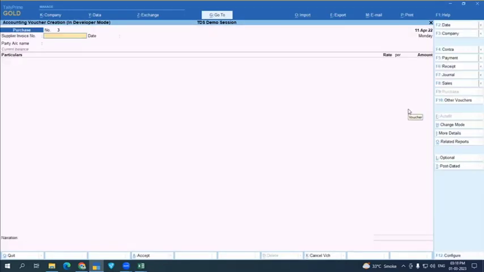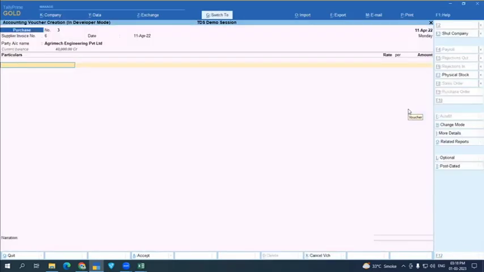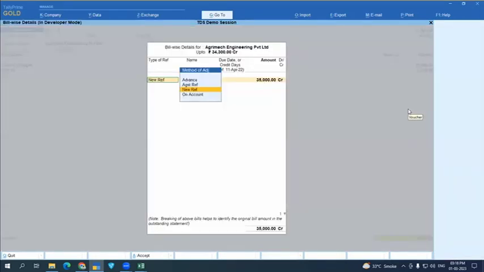Let's take on next day, bill number 6 or whatever, select party, select labor charges, and now we are going to select 35,000 TDS. So TDS is deducted 700, and see, there is a message below that bill.